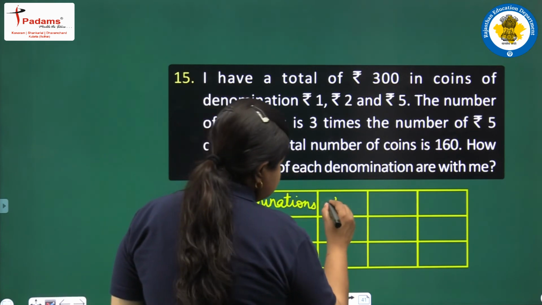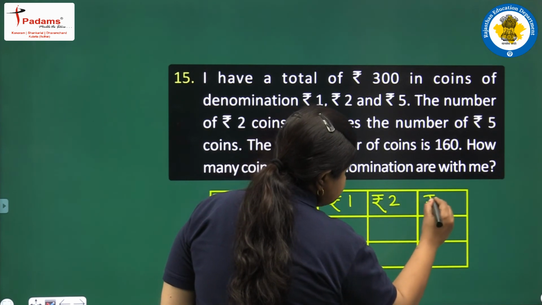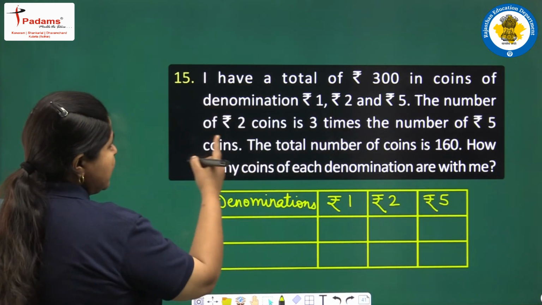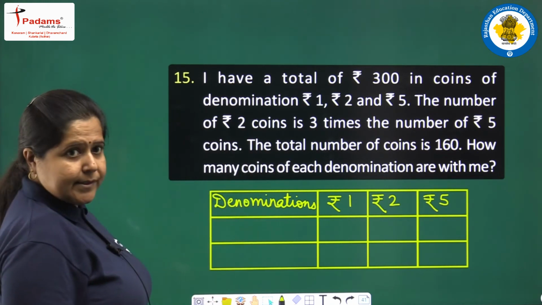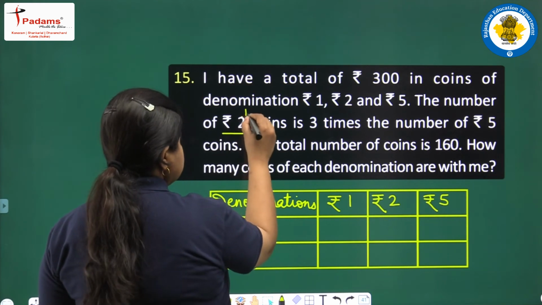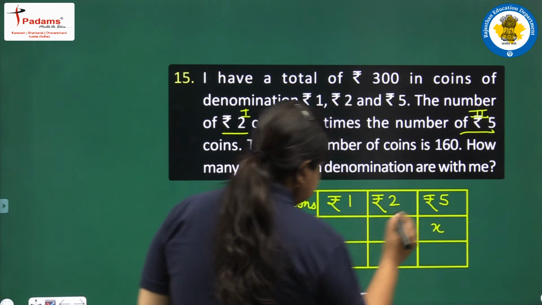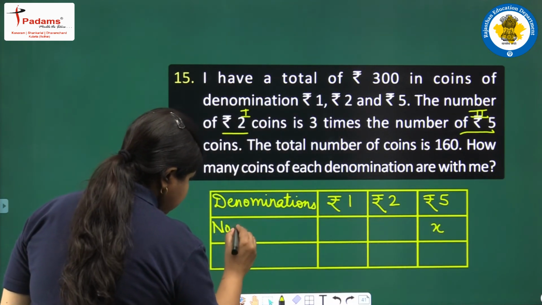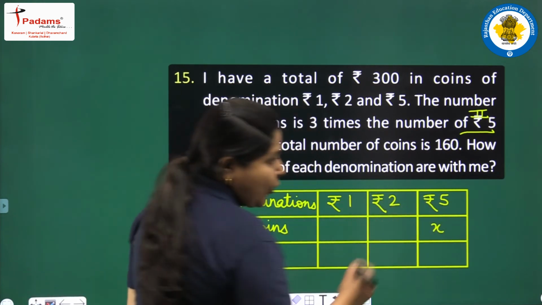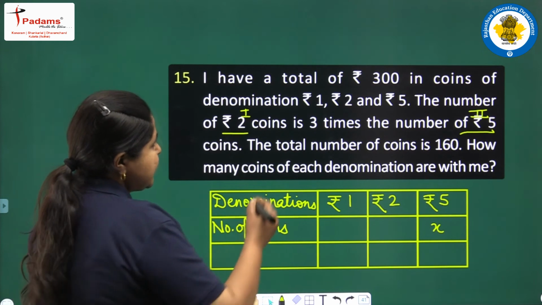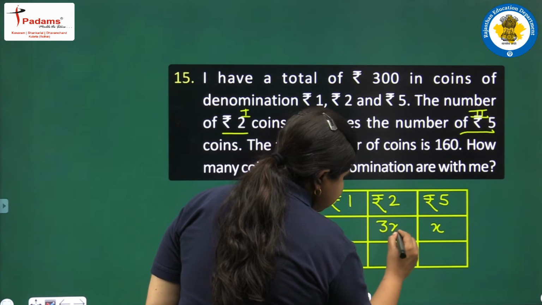There are three denominations: rupees 1, rupees 2 and rupees 5. The number of rupees 2 coins is 3 times the number of 5 rupee coins. So this is coming up to be first and this is coming up to be second. We assume it to be x, number of coins. Let the number of coins of rupees 5 be x. Then the number of 2 rupee coins is 3 times x, or we can say 3x.